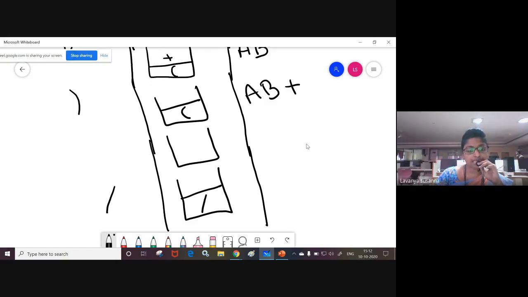Pushing means insert the operator divided by into the stack. And write down the same AB plus. That's all. Write down the previous one. Postfix array: AB plus. Okay, I hope you are understanding, students.